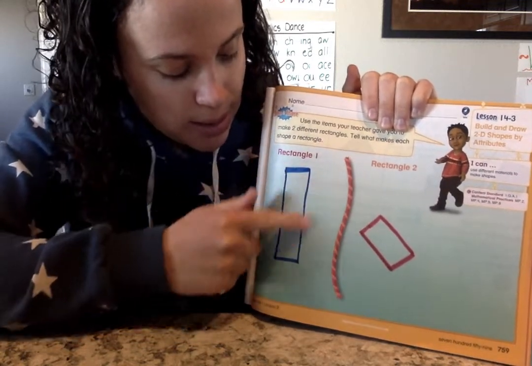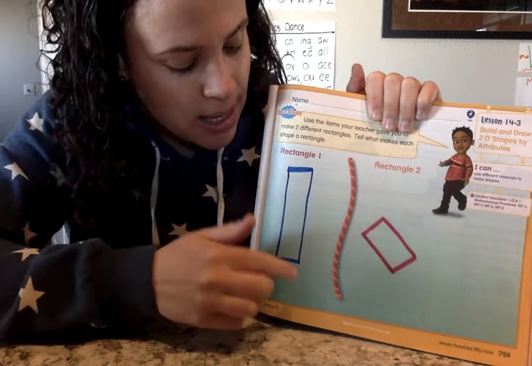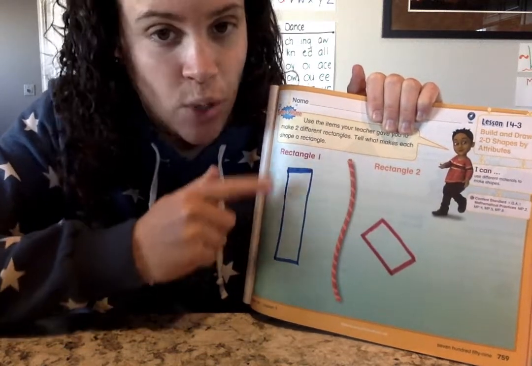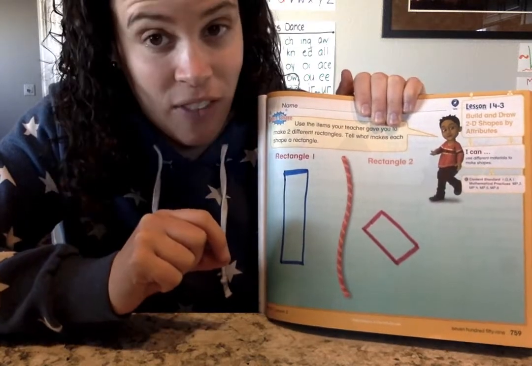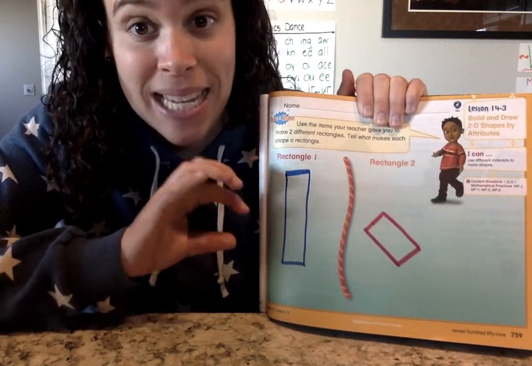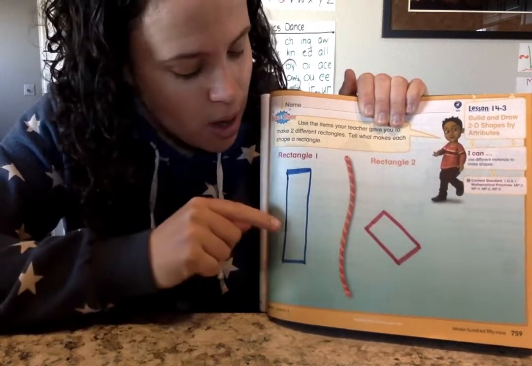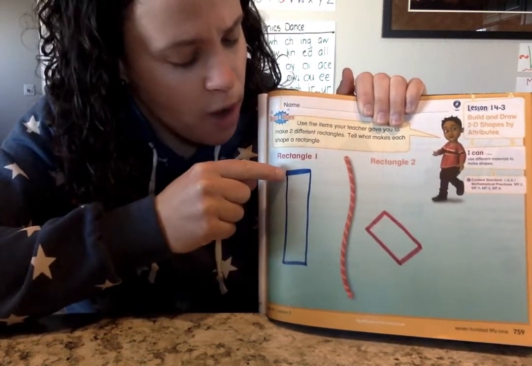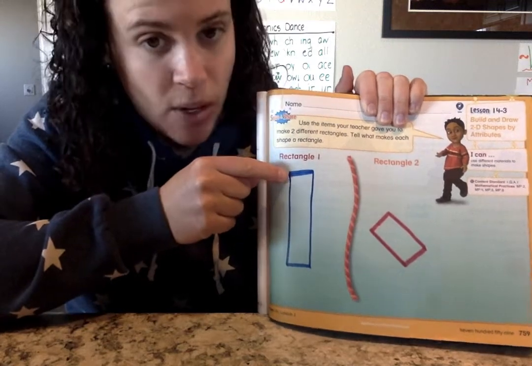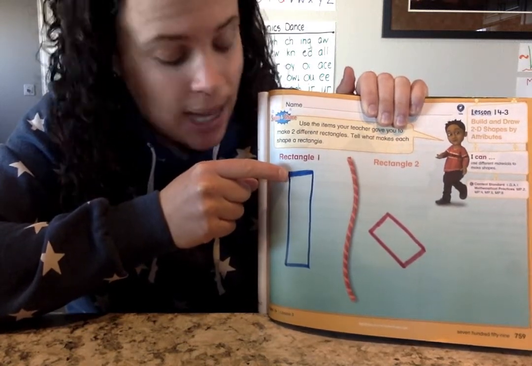This side has to be the same as that side, and this has to be the same as this side. But they do not all have to be the same length. That's important. Okay, if they were all the same length, then it would be a different shape. All right, so we have 4 sides. Remember, our vertices are where 2 sides meet at the corner. Or at the point, that's a vertice.